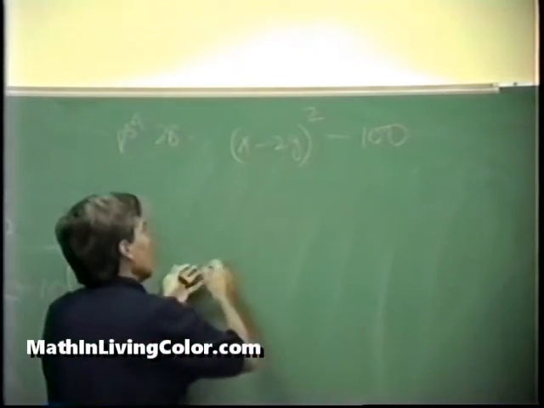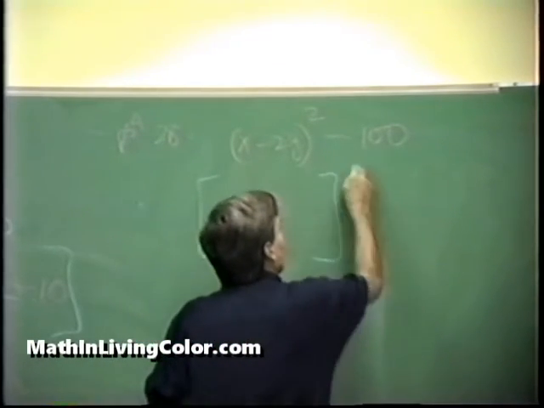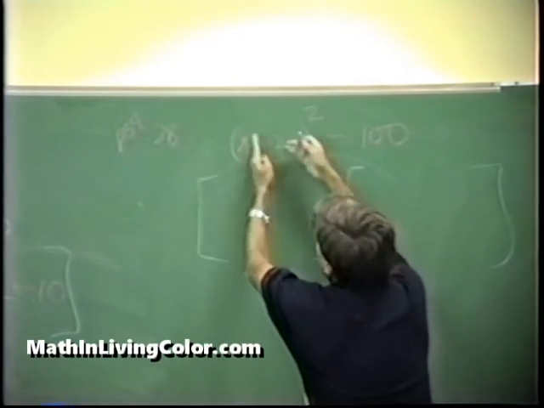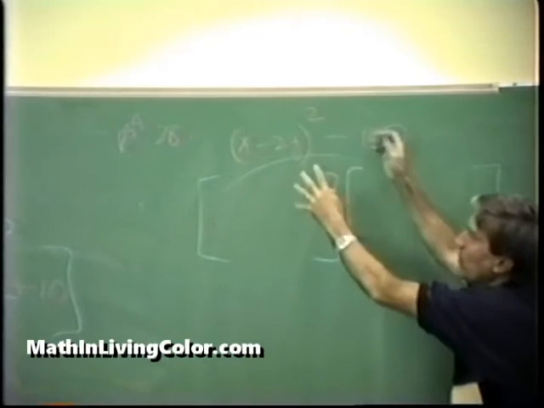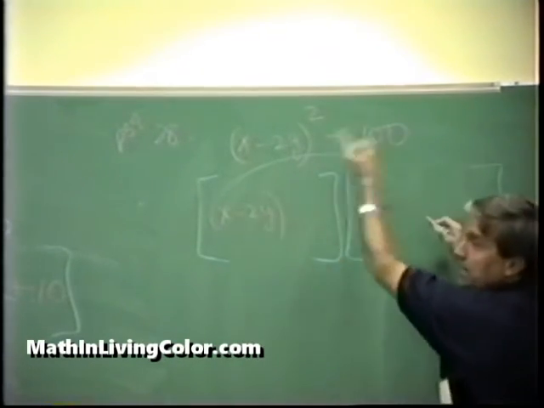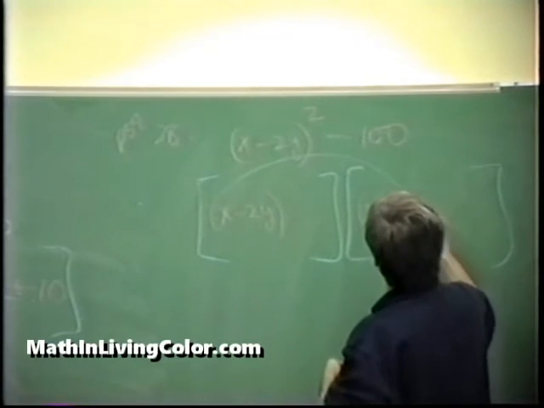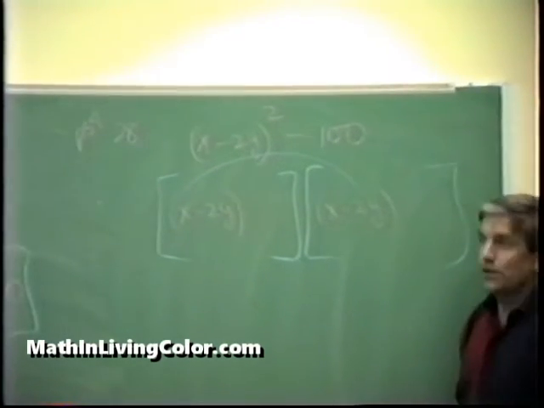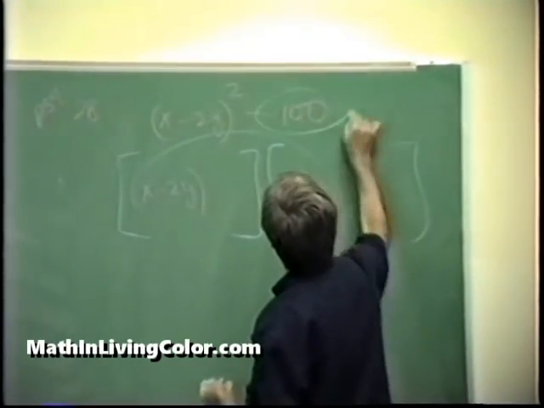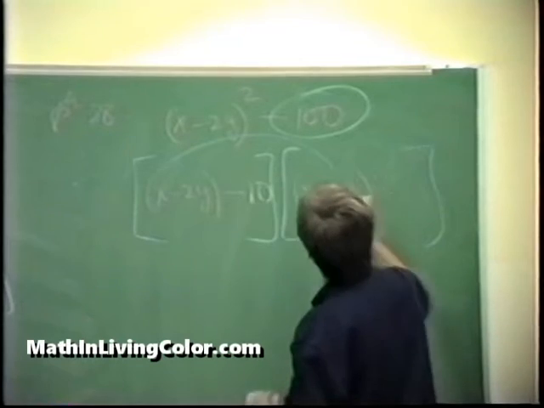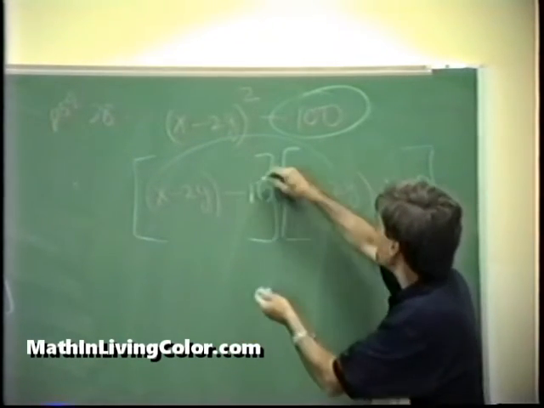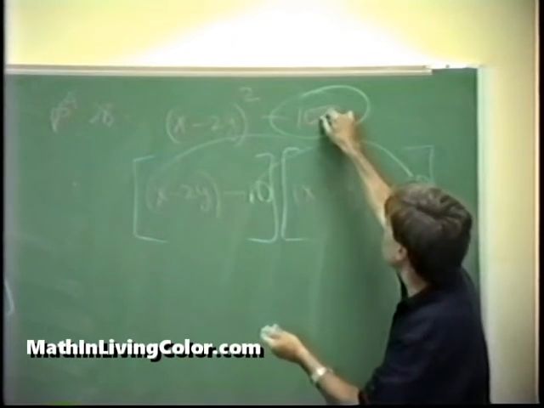So we'd have to have 2 sets of brackets, right? And now, what times what is going to give you the x minus 2y, the quantity squared? What times what? X minus 2y and times x minus 2y, right? Minus 10, plus 10. Now we got to get the last times last to come out to 100. Minus 10 and plus 10, right? And so that gives you the minus 100.